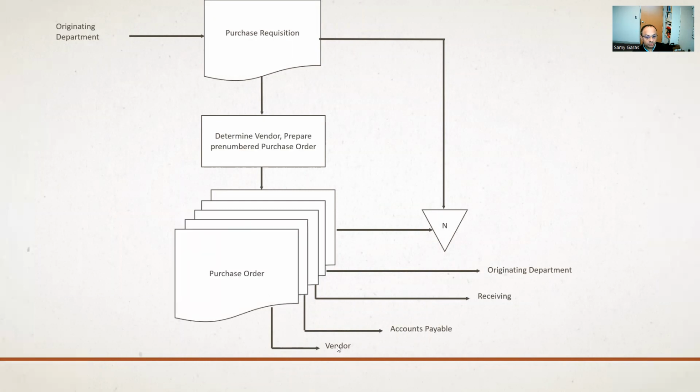The original will go to the selected vendor. One copy will go to the accounts payable so it can be attached to the purchasing requisition. One will go to the receiving department to monitor the delivery time and the quantity of the item. One will go to the original department to ensure that the item requested has been ordered. And one will be kept on file for the purchasing department to be matched with the requisition.